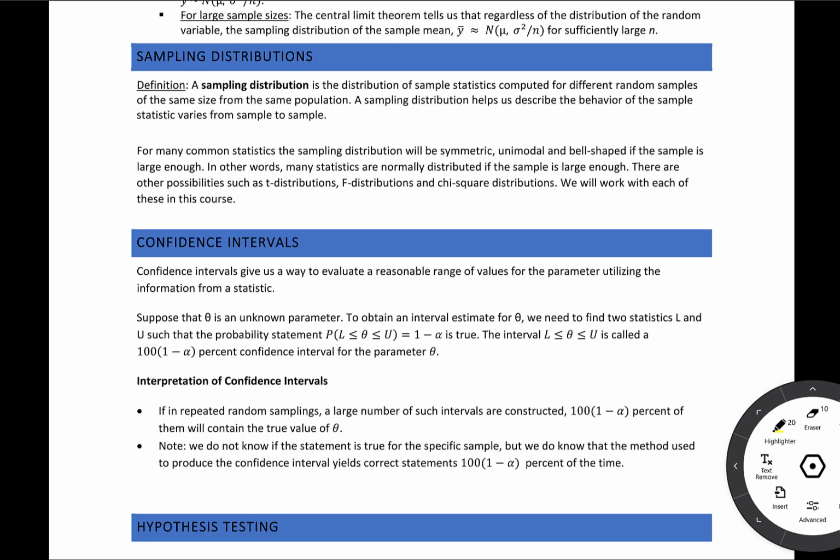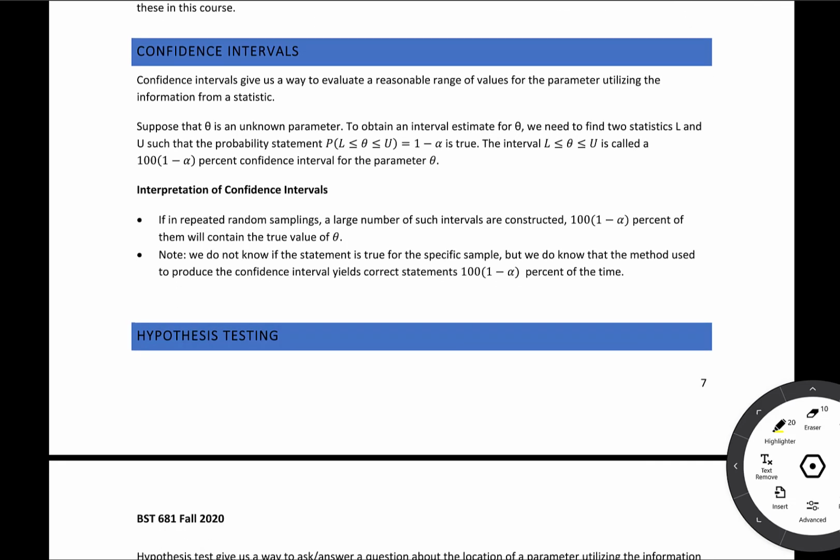The reason we care about sampling distributions is that they give us a way to describe the behavior of the sample statistic and how that statistic varies from sample to sample. Once we understand that sampling variability, that's what's really going to allow us to build statistical inference and say reasonable things about the parameter based on the value of the statistic. So we have confidence intervals. A confidence interval allows us to take the information contained in the statistic and compute an interval around it, which gives us a range of plausible values for the parameter, which is what we're really interested in learning about.